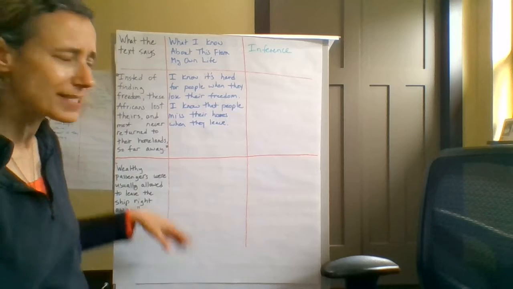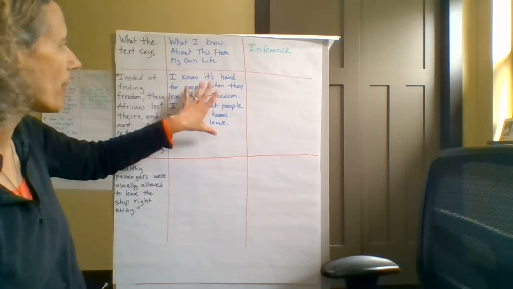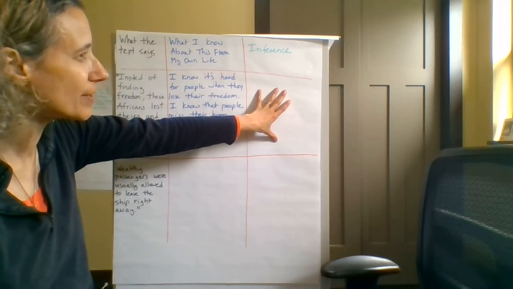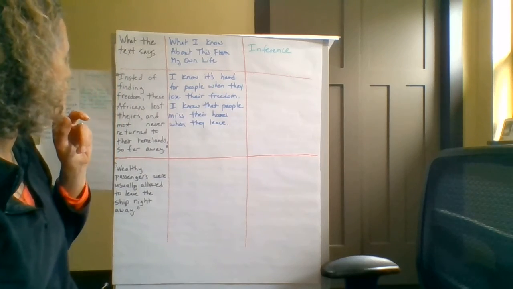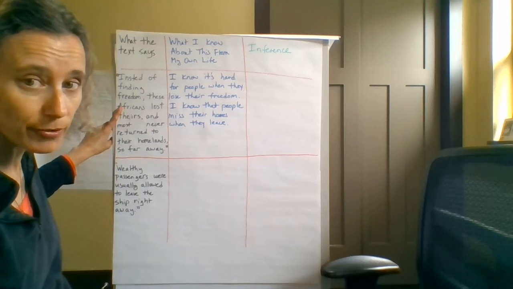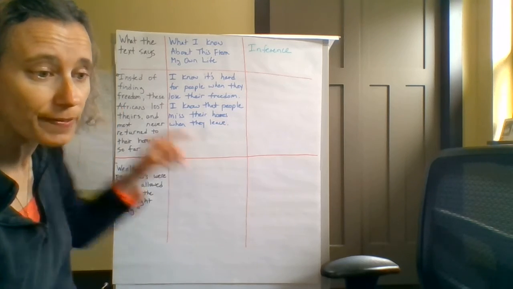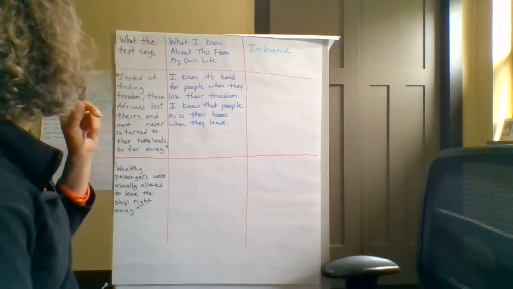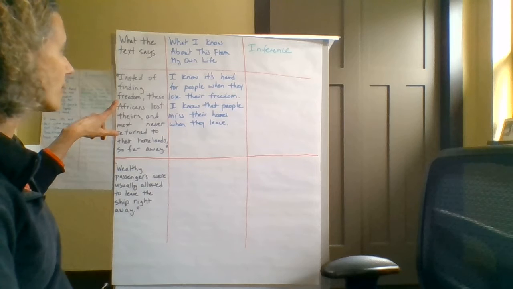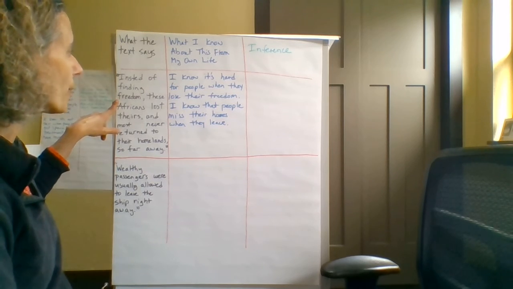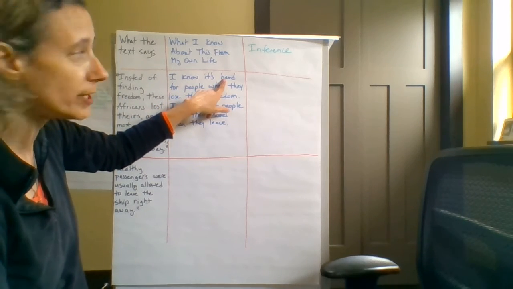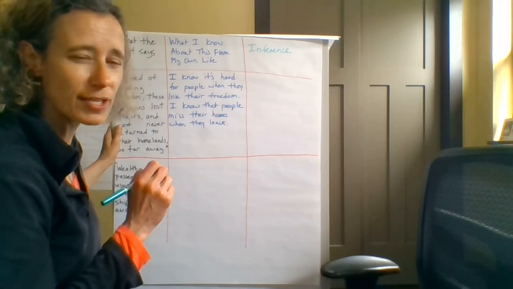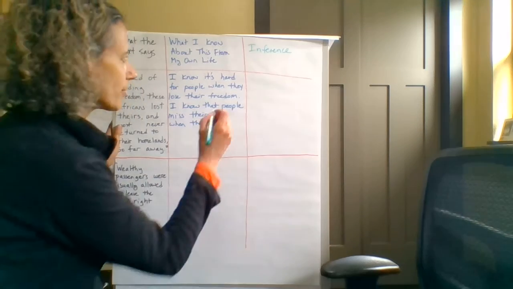Okay, now let's go back to the text and combine it with what I know from my own life to make an inference. So I know the text is talking about Africans. I know that they are coming to the United States and that they did not find their freedom. And I know that it's hard when you don't find your freedom. So I'm going to write, it was hard for Africans to come to the United States and not have freedom.